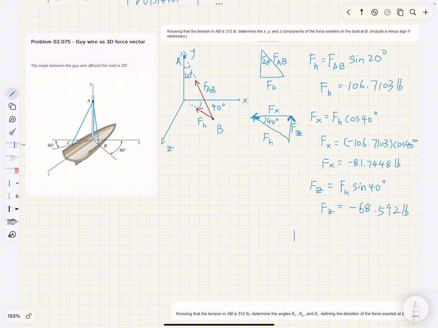And lastly, we'll find Fy. To find Fy, we'll just use FAB. Here we have FAB pointing in this way, and we have Fy pointing here. So Fy would just be FAB times cosine 20 degrees, which equals 293.1841 pounds.